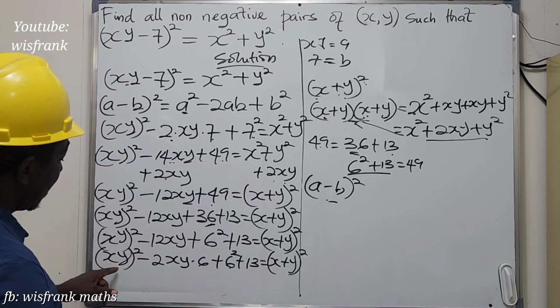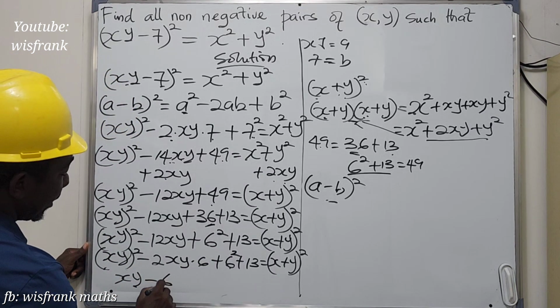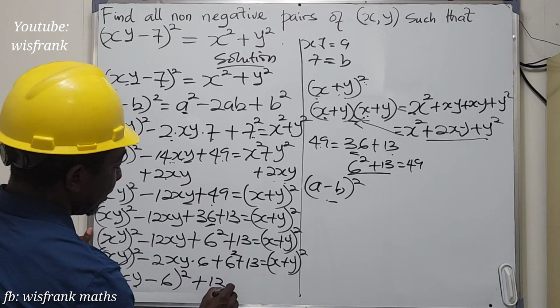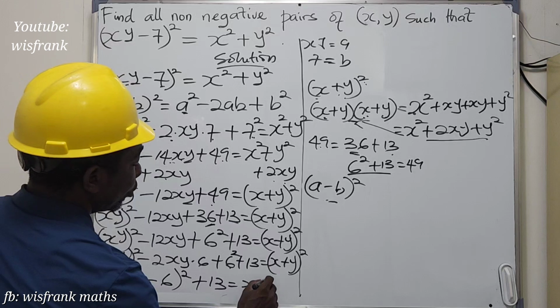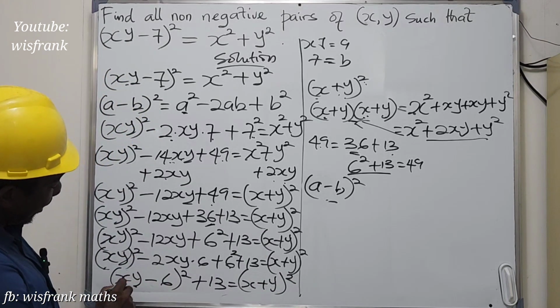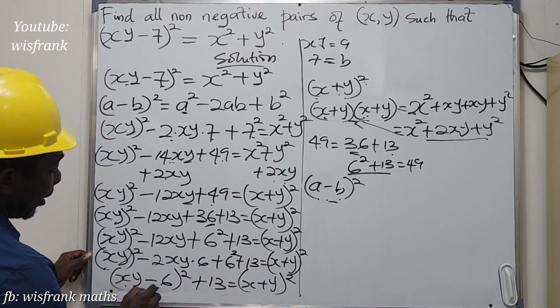So in this case, this will become here (xy minus 6) all to the power of 2, plus 13 equals (x plus y) all to the power of 2. Because we see that this is something like we say a minus b. This is a minus b.